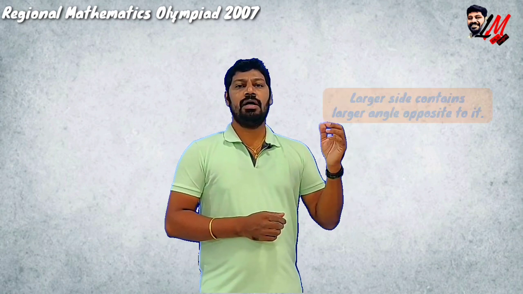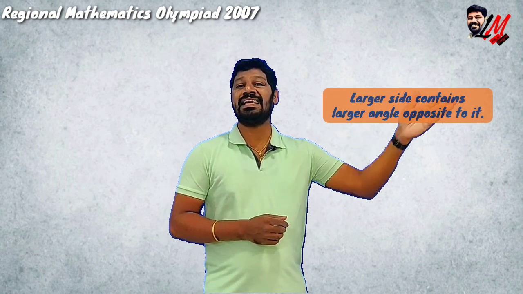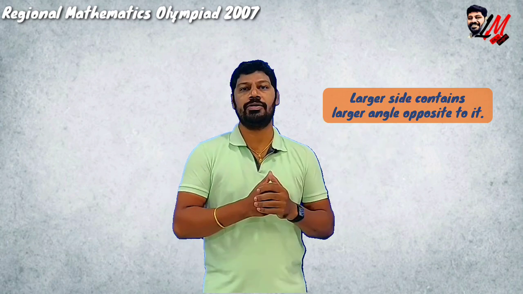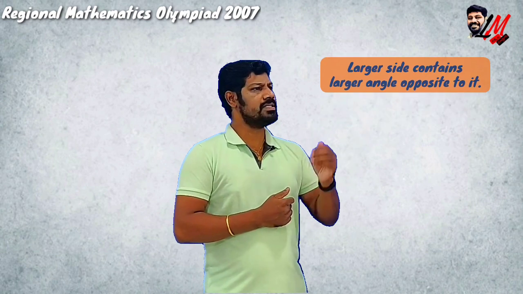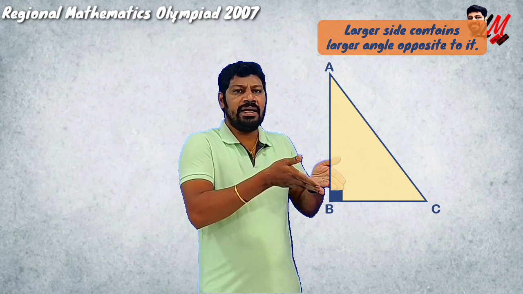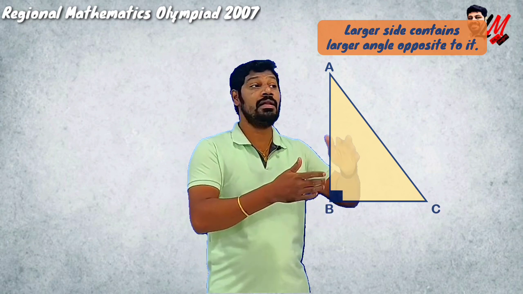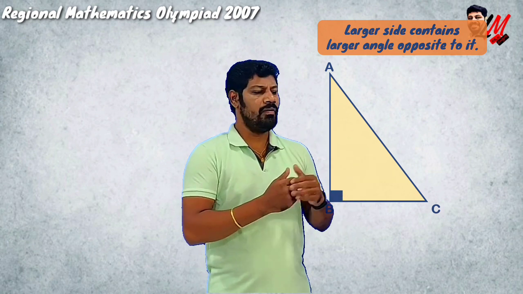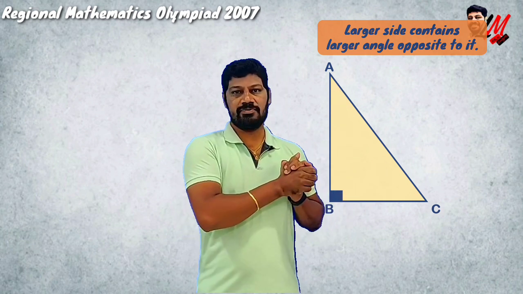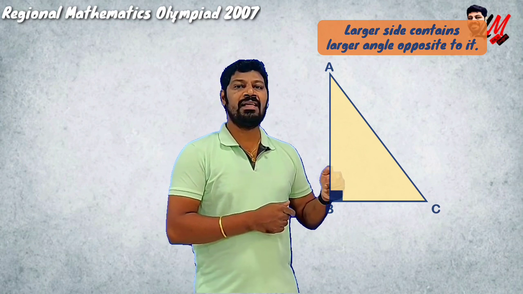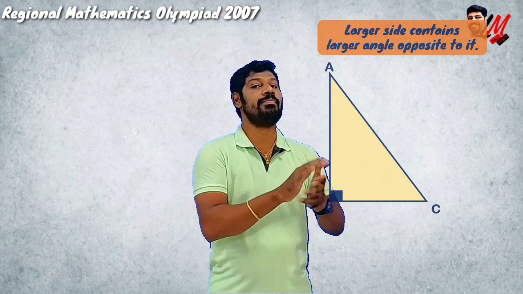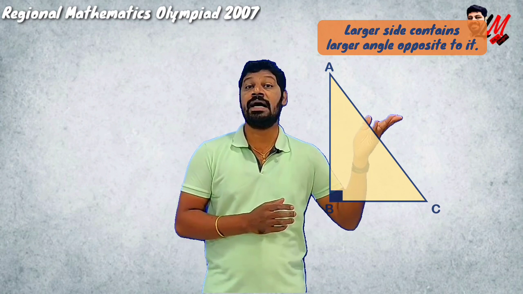In any triangle, the larger side contains the larger angle opposite to it, or vice versa, the larger angle contains the larger side opposite to it. The meaning of this is, just imagine a right triangle ABC. We know that angle B is 90 degrees here, and this is the largest angle among all 3 angles of ABC, and the remaining 2 angles are acute angles. Now, the side opposite to angle B, what is that? AC. AC is the longest side among all 3 sides of ABC. Usually we call it the hypotenuse.